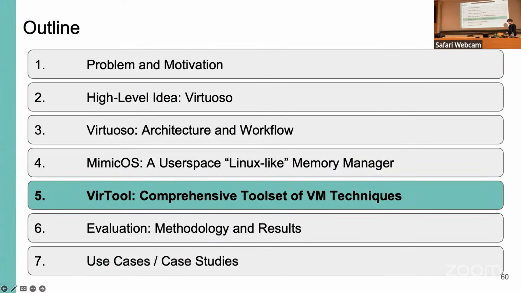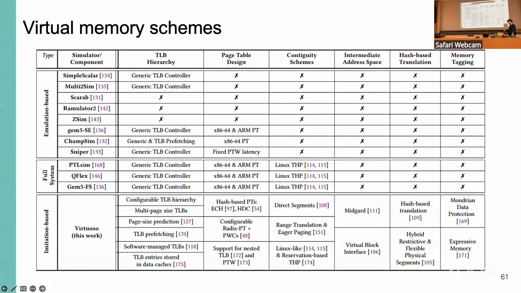All right, so far we've talked about Mimic OS, which lets us accurately model Linux-style virtual memory behavior. And next I want to show how we turn that into a toolbox for VM research called Virtool. So this table compares different simulation platforms in terms of which virtual memory mechanisms they can actually model. The rows are simulators: classic emulation-based ones at the top, full system simulators in the middle, and Virtuoso, this work, basically at the bottom. And the columns are the key VM features researchers care about.